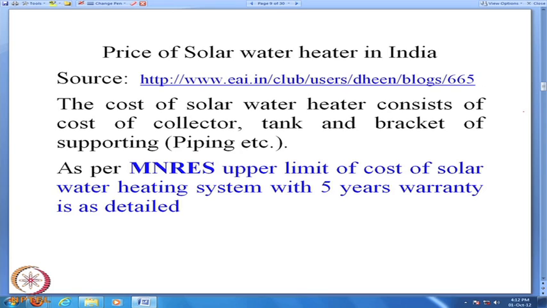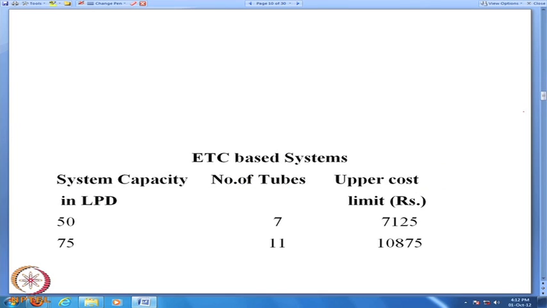And now, to have an idea for economic analysis, again a good website is available, www.eai, which is, I think, the Ministry of Renewable Energy Sources. They have specified a sort of upper limit cost of a solar water heating system with a 5-year warranty. In other words, the manufacturer should be able to supply solar water heating systems at this price for the capacities as indicated. There is a bank upper limit also, which I have seen, though I thought it is not relevant to give in this course.